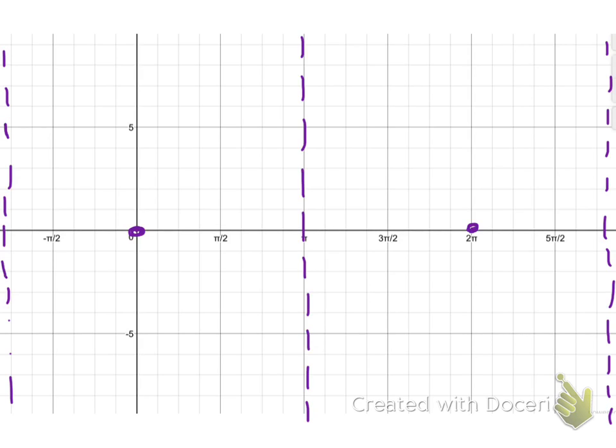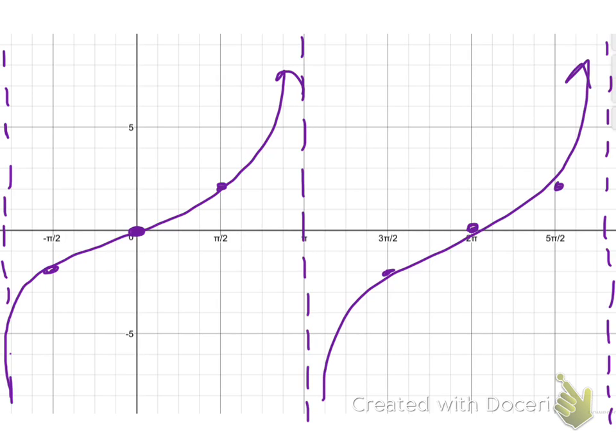My a value is 2, so we can use this. If you look halfway between the x-intercept and the asymptote, at pi over 2, that's where we would put the a value of positive 2. And then over here, I would go to negative 2. My picture looks something like that, and then that pattern is repeated, and it goes like that.